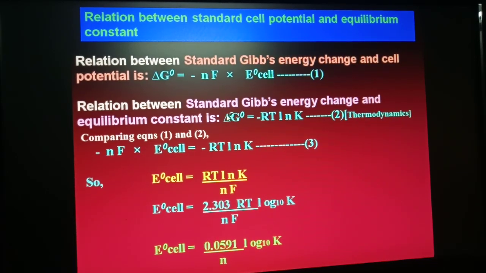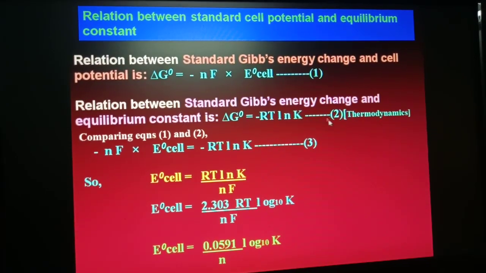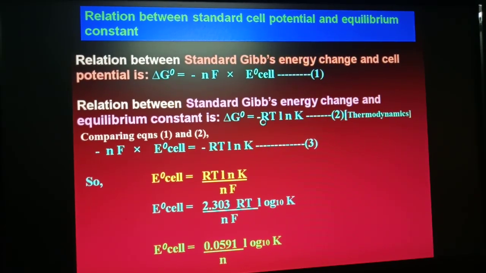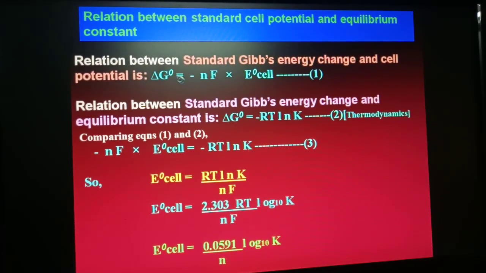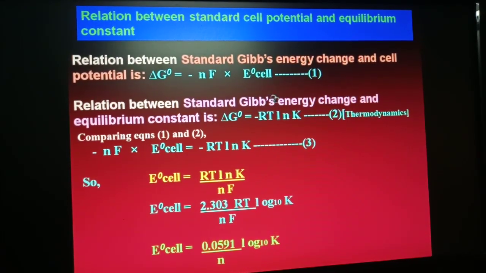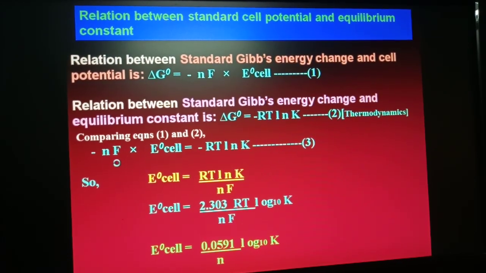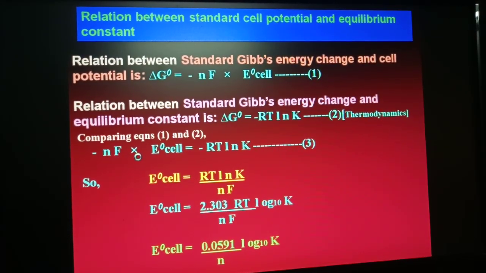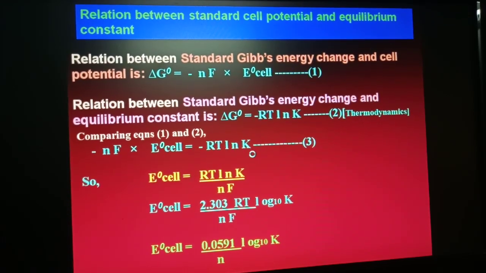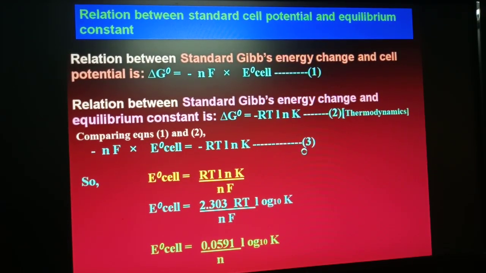This equation you will study in thermodynamics. We are applying that in this particular topic. Now both the equations are related to standard Gibbs free energy change. So we can compare equation 1 and 2 to get minus nF into E0 cell is equal to minus RT log of K. Let us consider this to be equation number 3.